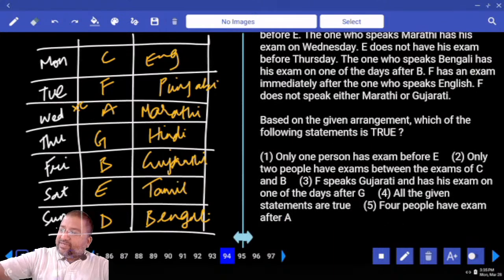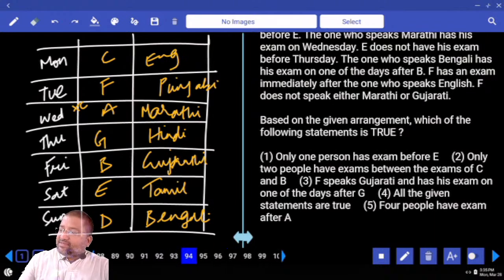Based on the given arrangements, which of the following statements is true? Only one person has his exam before E? No. Only two people have exams between the exams of C and B? Three people. F speaks Gujarati and has his exam on one of the days after G? No. All the given statements are true? No. Four people have exams after A? Yes, absolutely right.